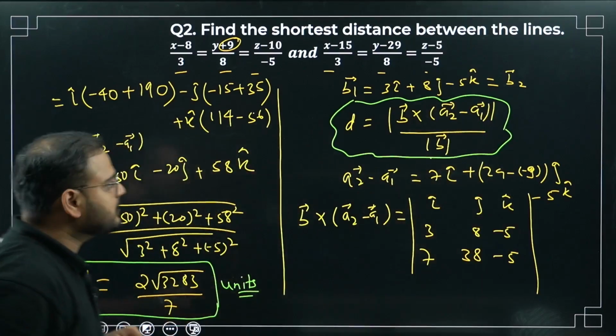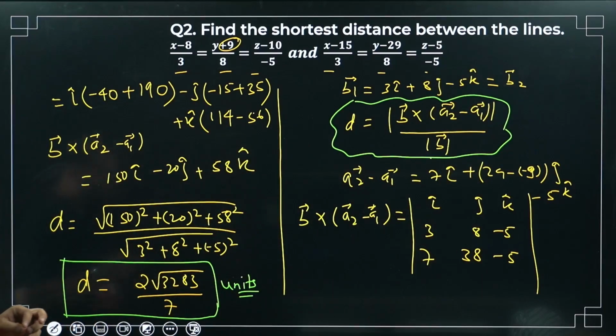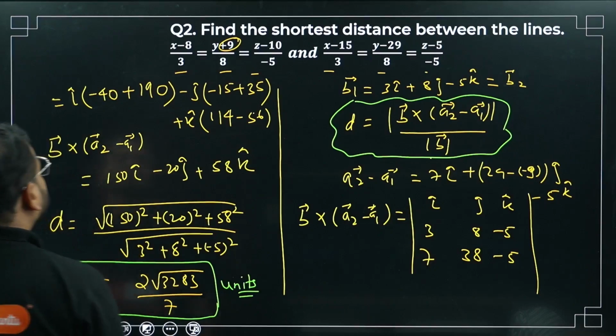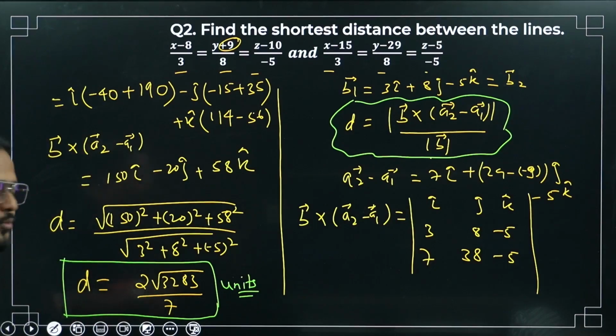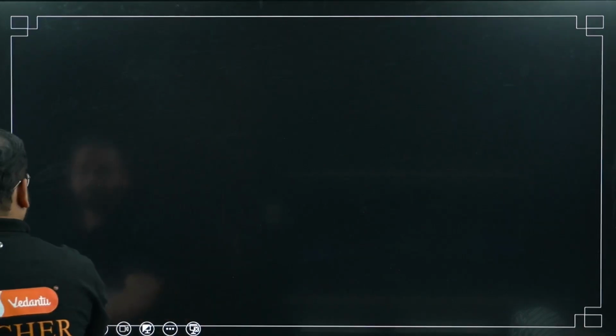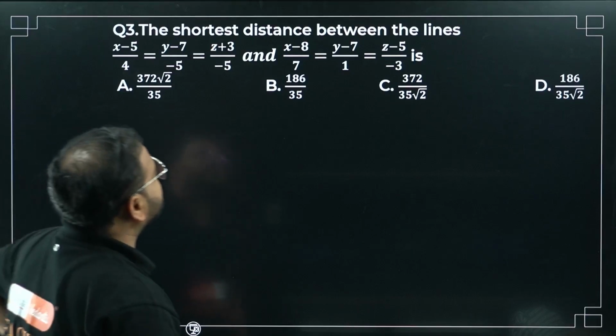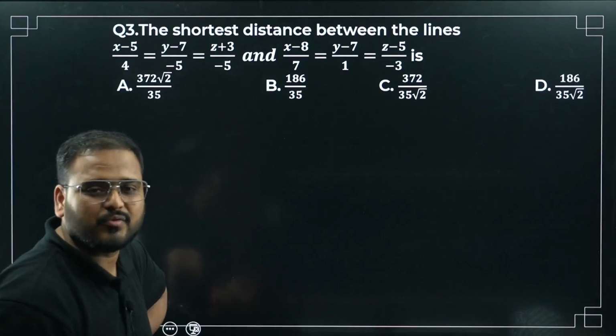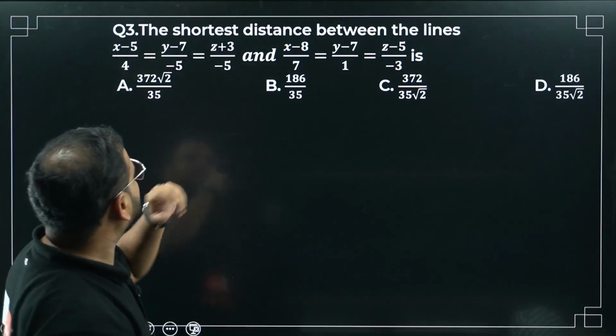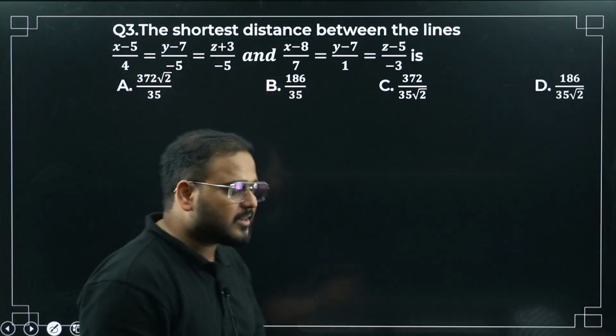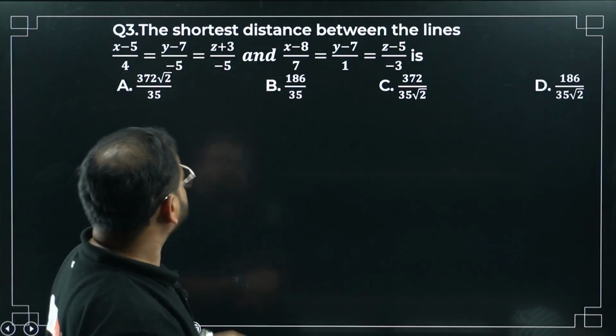Done. Have a look. Okay, shall I move on? I hope this is all visible to you. Shall I move on? Question number 3. The shortest distance between the lines, again we have to use what? Cartesian form is given. Is it parallel? It's not parallel. So how can we solve it? Have a look.